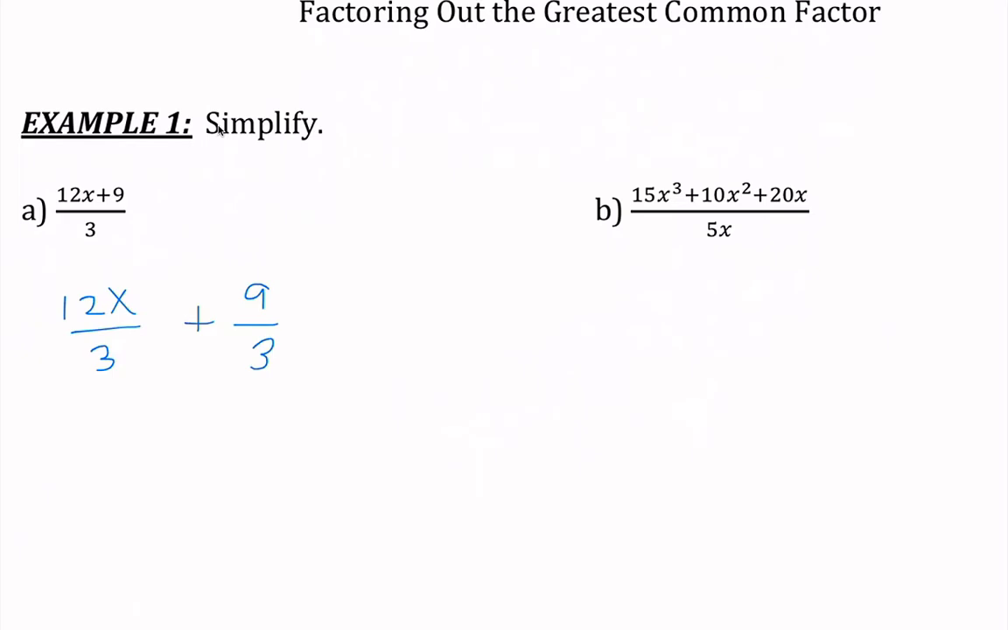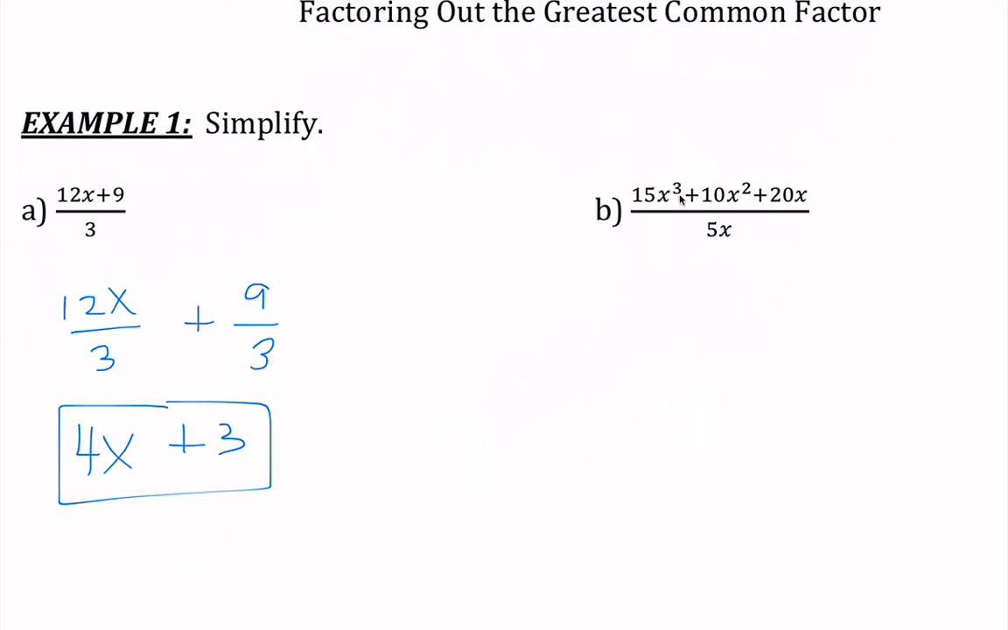All right, now I'm going to simplify. Well, 12x divided by 3, 12 divided by 3 is 4, so I know that will give me a 4x. I know 9 divided by 3 is going to give me a positive 3. So I just simplified it.